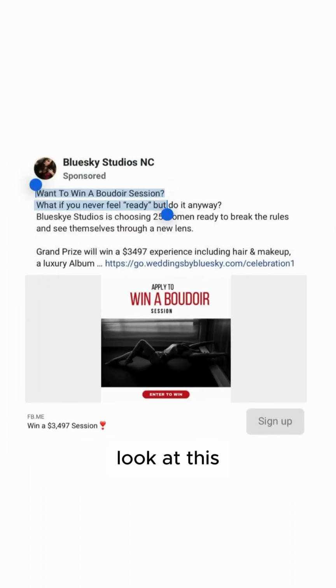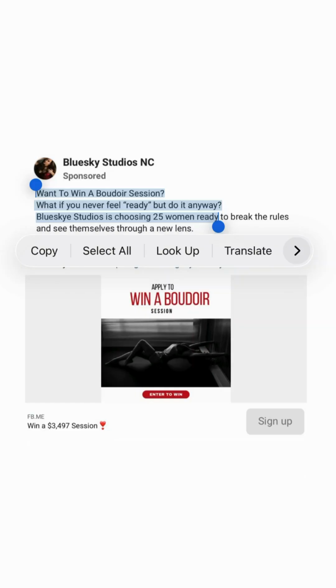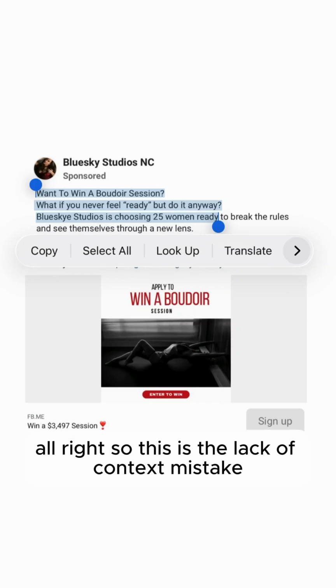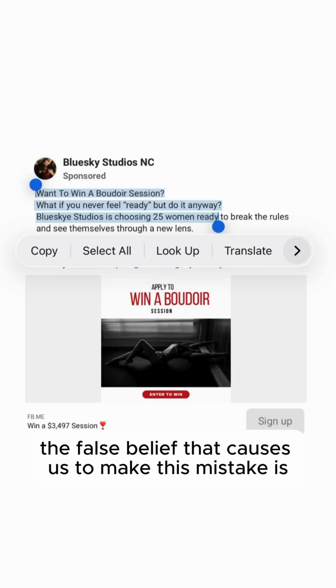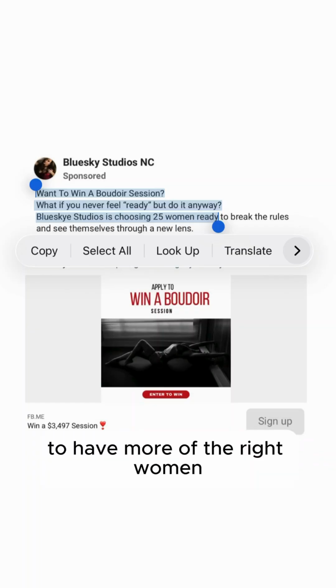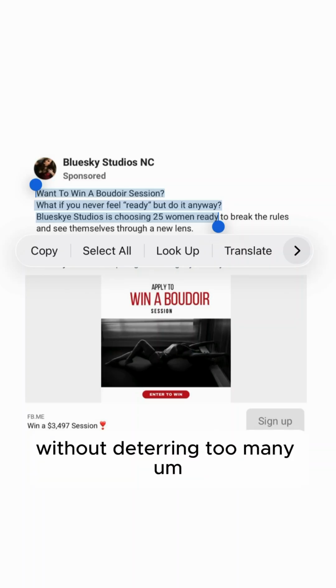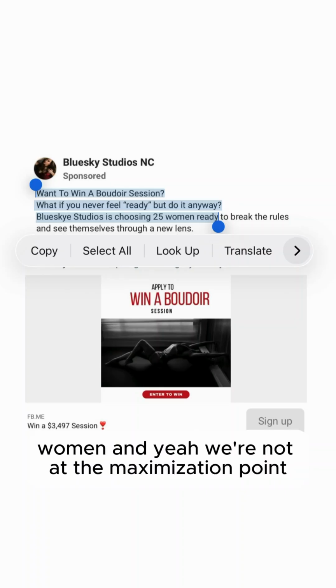Finally, let's look at the see more headline. First 2 3/4 lines, Facebook mobile newsfeed. Boudoir session. All right, so this is the lack of context mistake. The false belief that caused us to make this mistake is we believe we provide enough context to have more of the right women, or to maximize the number of women clicking into our ad without deterring too many women. And yeah, we're not at the maximization point.